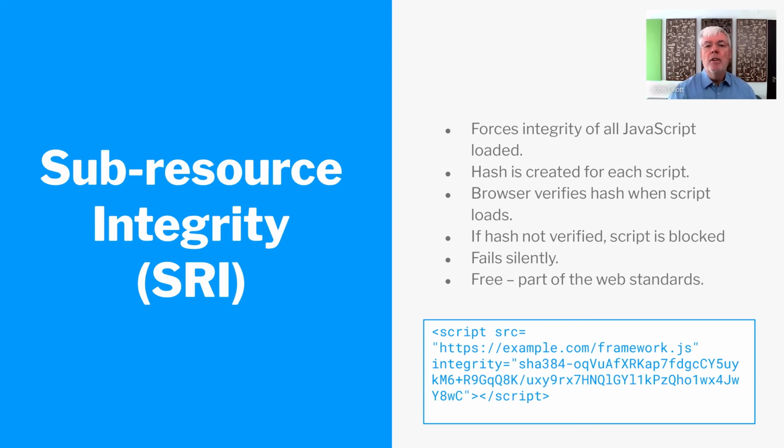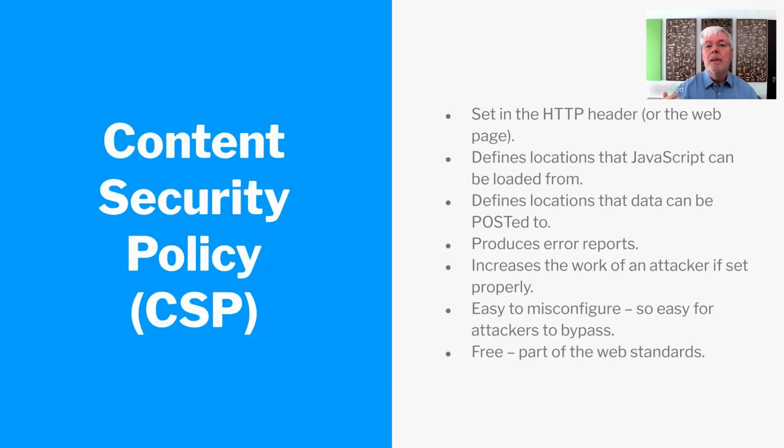So unlike content security policy, which can report errors, if the browser doesn't load some JavaScript because the hashes don't match, then the JavaScript just doesn't load. It fails silently in the consumer browser. So like CSP, SRI is built into the web standards. It's also completely free. So now let's look at requirement 6.4.3, that's the first of those two new requirements in PCI DSS, and see how we could meet this requirement using CSP and SRI.